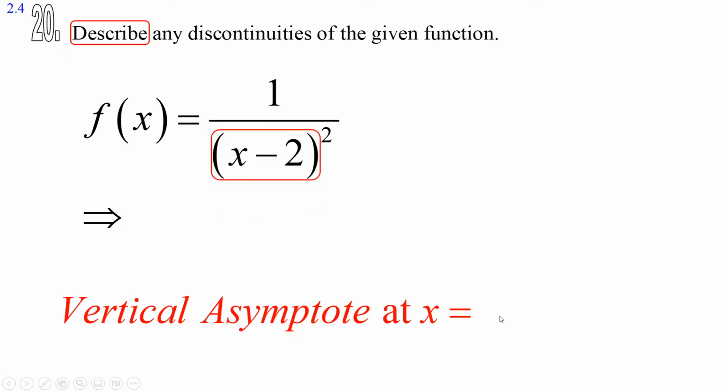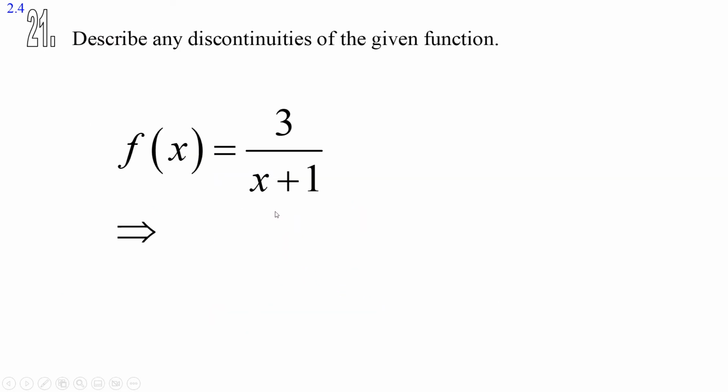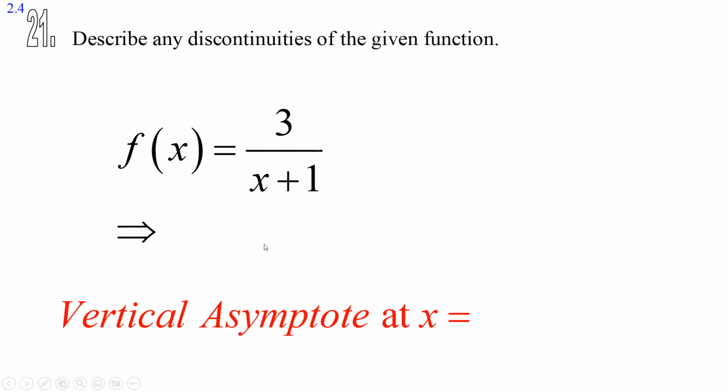Vertical asymptote at x equals 2, which is obviously non-removable. But if you just told me this right here, I know it's non-removable. Same thing, vertical asymptote at x equals negative 1. That would be fine. By the way, that is non-removable.